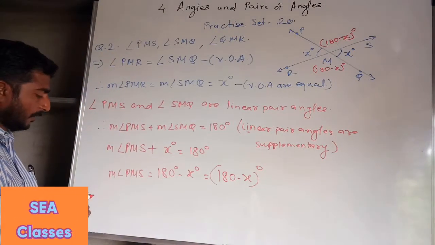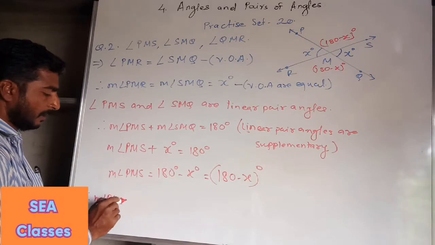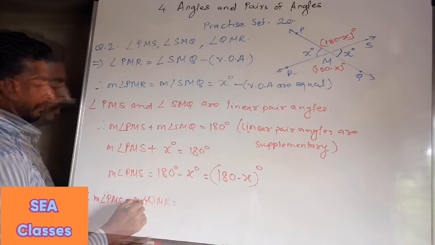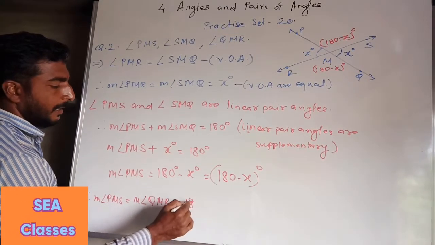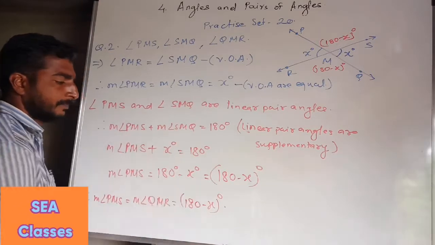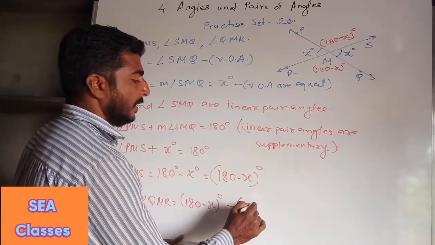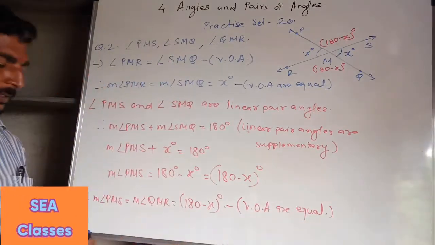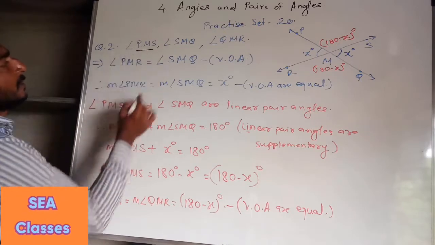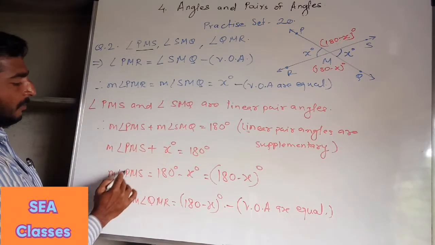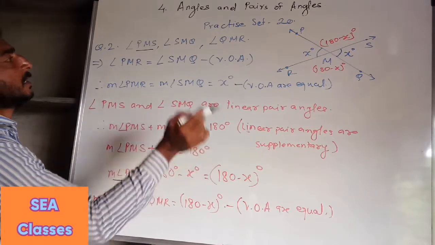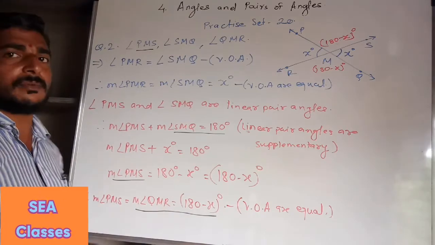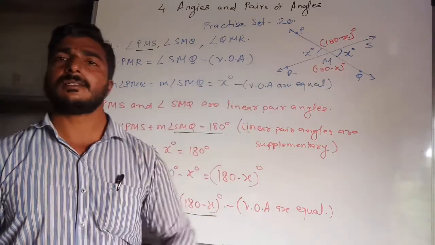Therefore we can say, measure of angle PMS is equal to measure of angle, which one? This QMR, equal to how much? PMS is how much? 180 minus x degrees. Why? Because vertically opposite angles are equal, and therefore we got all the three angles. PMS, here we got PMS. PMS is how much? It is 180 minus x degrees. SMQ, here we got SMQ, and QMR, here we got QMR. So in this way you have found out all the remaining three angles from this example.